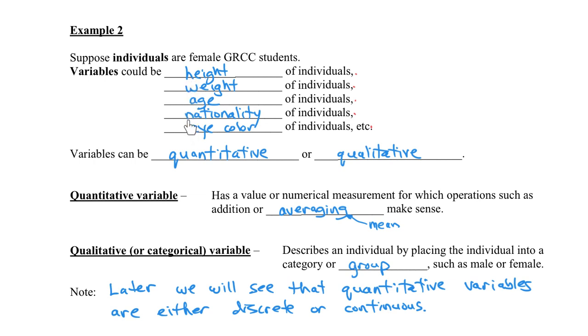So in other words, looking at height, quantitative or qualitative? Quantitative. Would it make sense to say what's the average height of a female GRCC student? And it would, right? Height would be just fine. So this would be a quantitative. So just take a second, press pause, and fill in the rest of them with what you think, and then check back and let's see what you got.